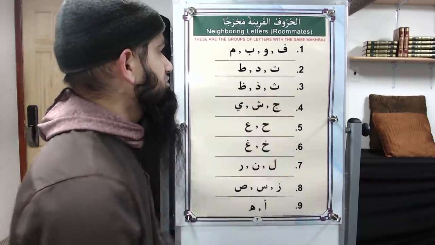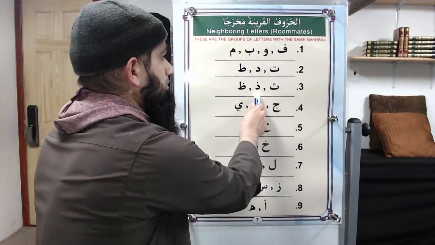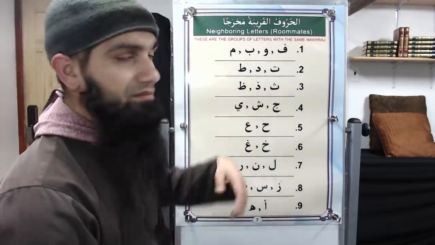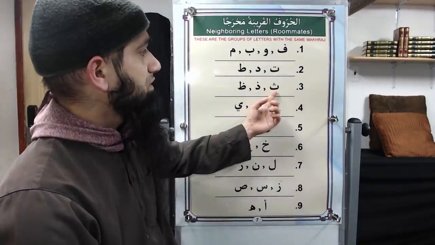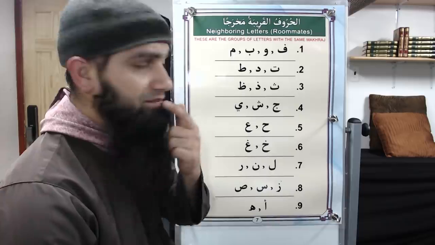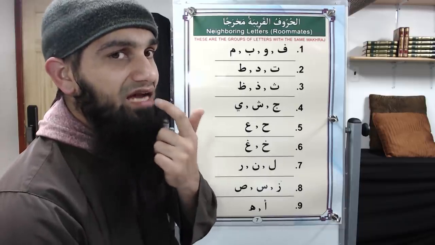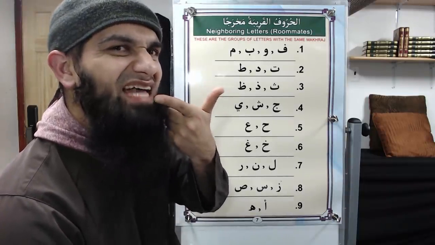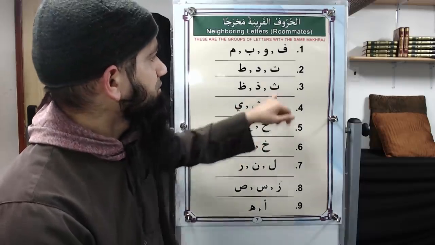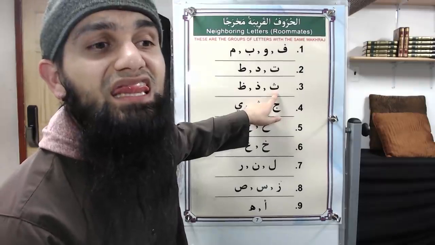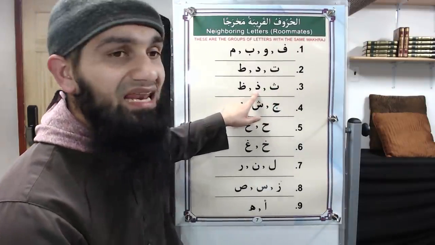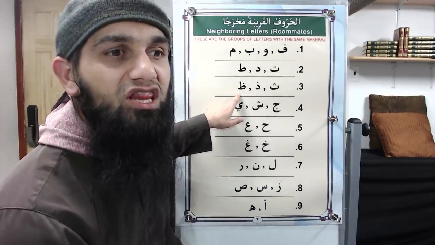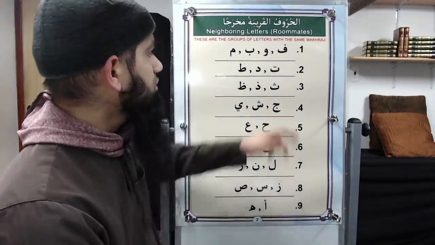Third group. Let's pronounce them. Tha, Dhal, Dha. What's similar between them? Again, their home. Where do they come from? Again, the front flat part of the tongue against the tip or the edge of the upper teeth, right? So, ath, adh, adh. Same place.